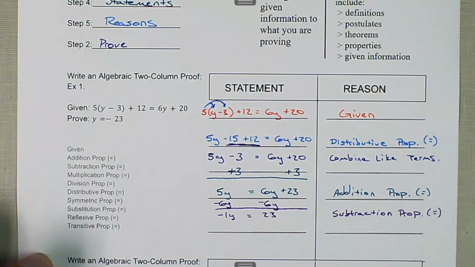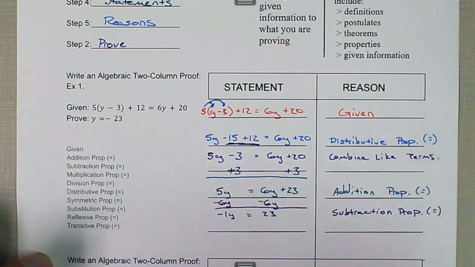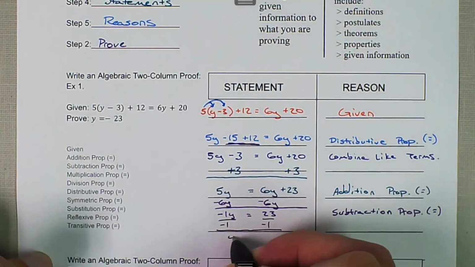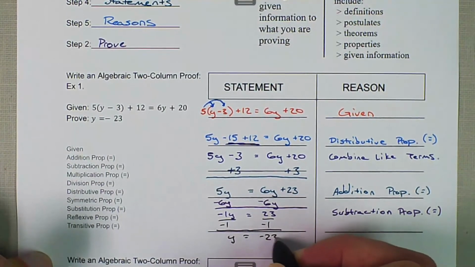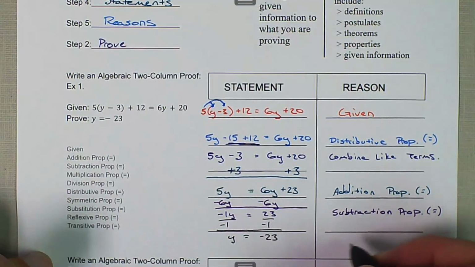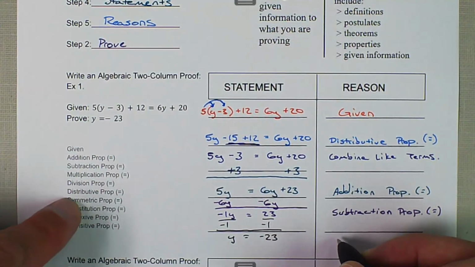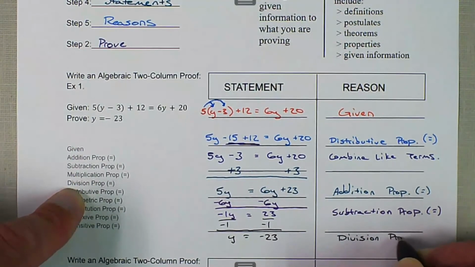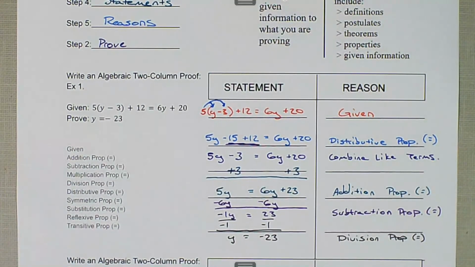Getting close. The last thing we want to do is see how we can get rid of that negative 1. In this case, we can divide both sides by negative 1, and that gives us y is equal to negative 23. The reason we're able to do that is the division property of equality. And that was what we were trying to prove.